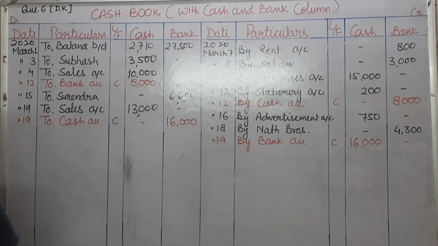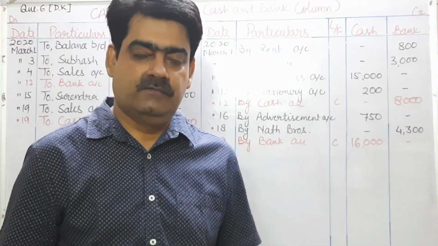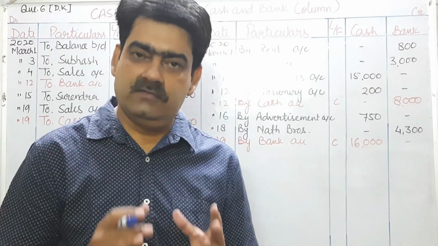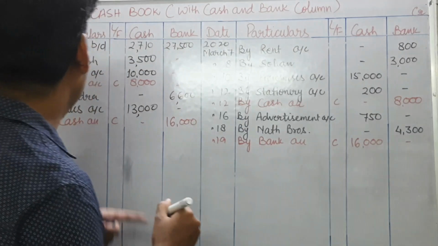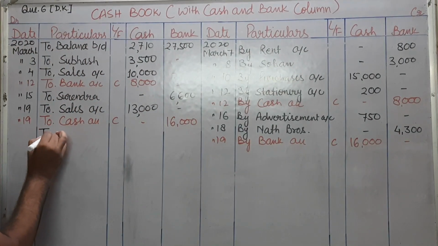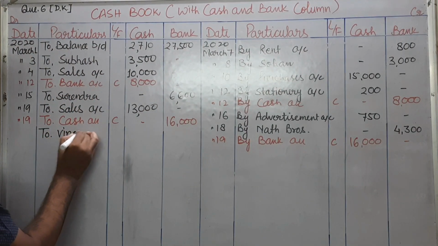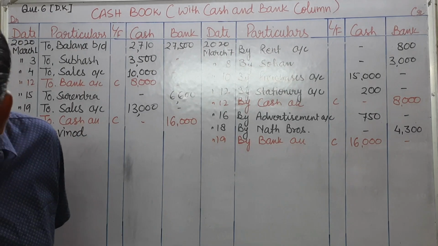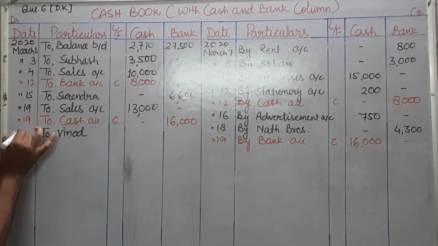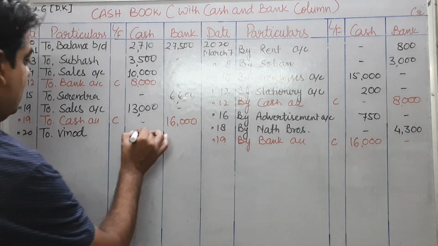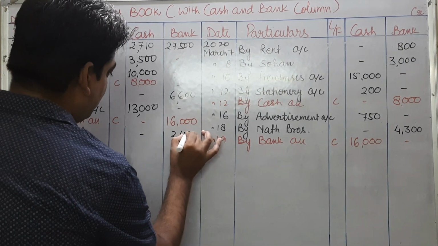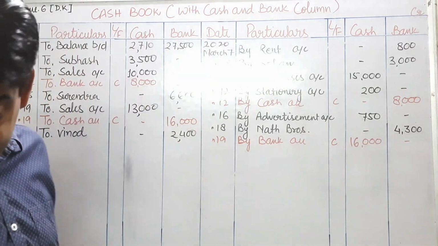Okay. Now see next, received check from Vinod and sent it to bank. So when we are depositing this check into the bank on the same day, our entry will be bank account debit to Vinod, and treatment will come in debit side to Vinod. Date is March 20 and amount is 2,400. This amount will come in bank column.